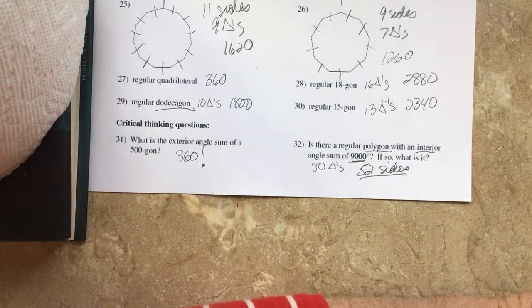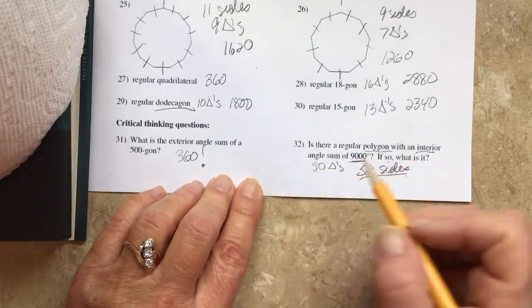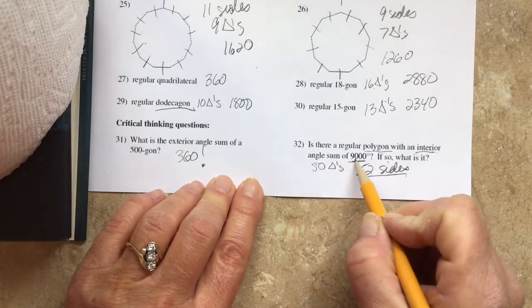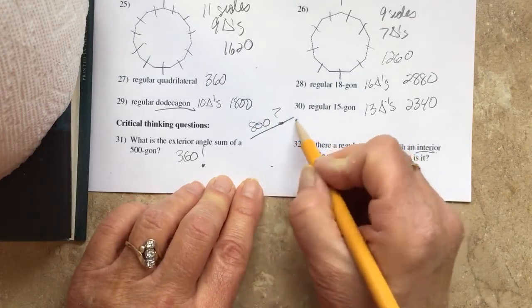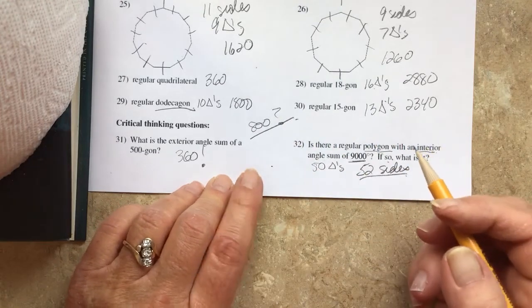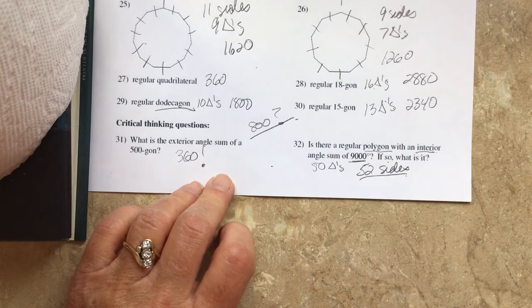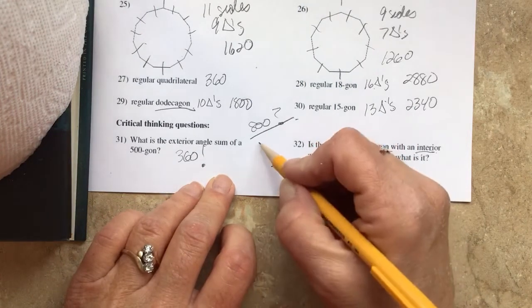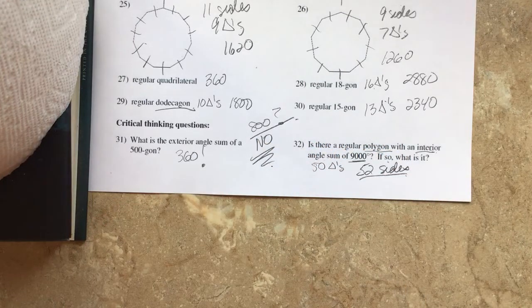Let me just check something. Okay, so try one more. Let's say is there a regular polygon with an interior angle sum of 800? Well, let's see. The 800 would have to be the sum of the measures of a triangle. And when I do 800 divided by 180, I get 4.4 repeating. So there would never be a polygon that has an interior angle sum of 800.